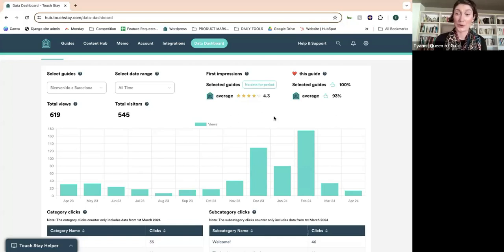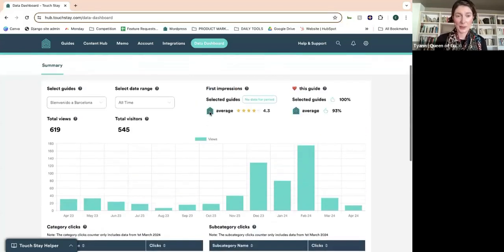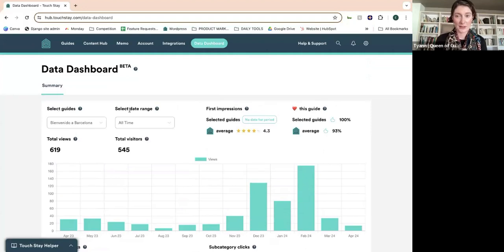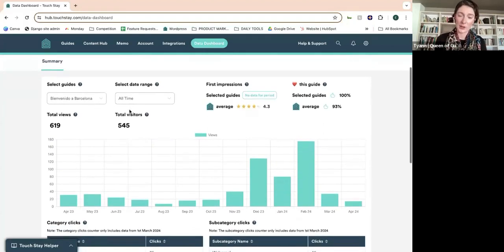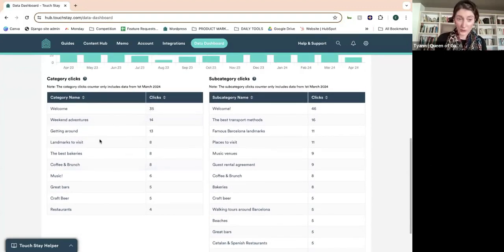But now we want to get a bit more granular with the data that we can see, because views and visitors is super important, but there's more. So if we scroll down, the next level down you can go into is the category clicks and the subcategory clicks. And just to remind you that the guides and the date range that you've selected here changes the data for the whole dashboard. So that's reflected in the category clicks and subcategory clicks as well. So for category clicks, this shows me the categories in my guidebook, and all of them are there. That's all that I have, and the number of times those have been clicked on. So that someone has opened the guide and clicked on that category.